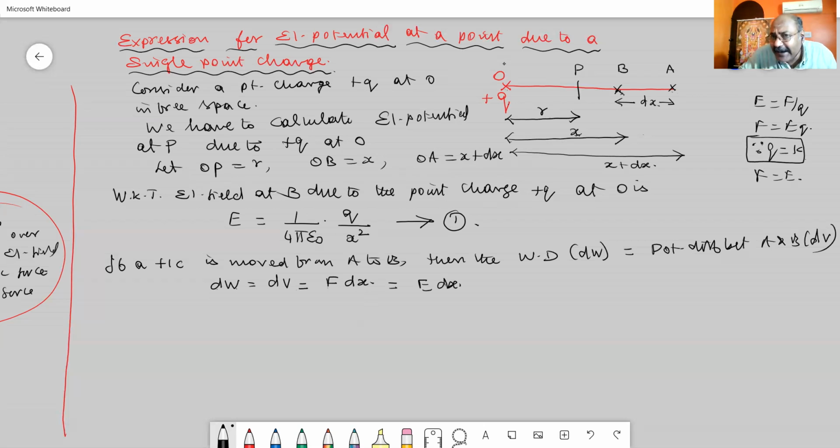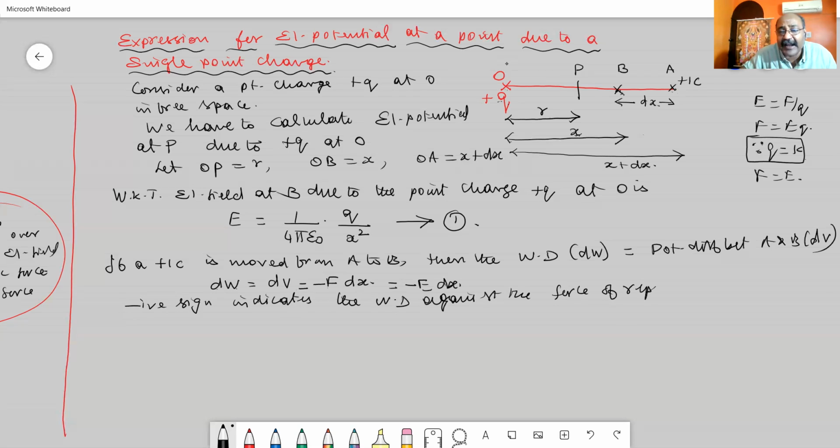But this work is done against the force of repulsion, because if I move a unit positive charge from A to B, this positive charge will repel. In order to represent that, I am putting a minus sign. So the negative sign indicates the work is done against the force of repulsion.